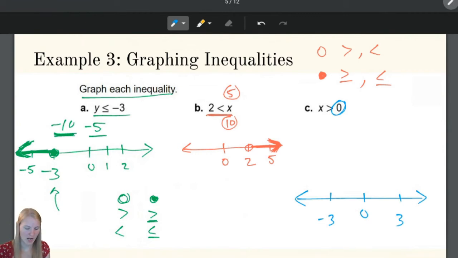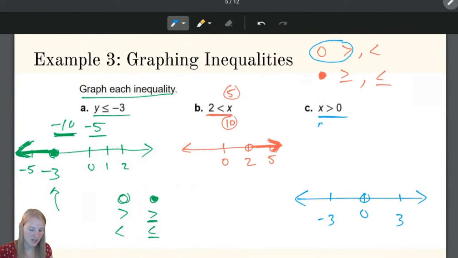Okay, so now we know that 0 is the number we care about. Is that circle going to be open, or are we going to color it in, fill it in? Let's see, my symbol is greater than, which means I'm going to use an open circle. So I'm not coloring it in. Okay, and now x is greater than 0.